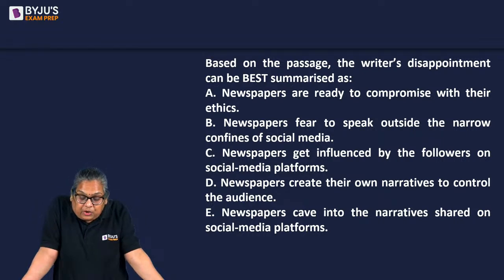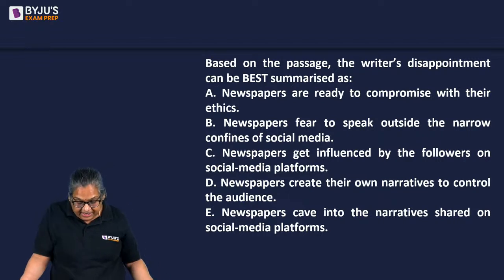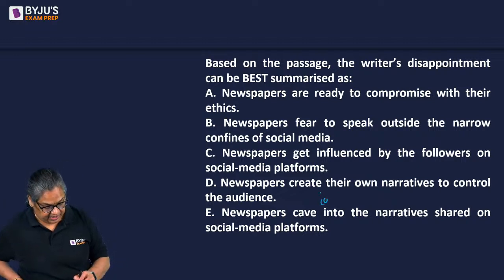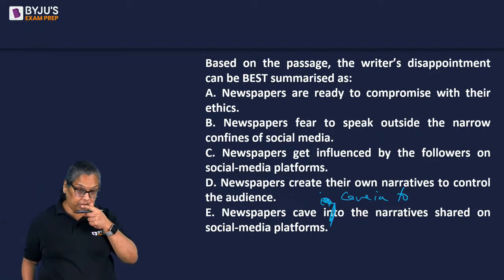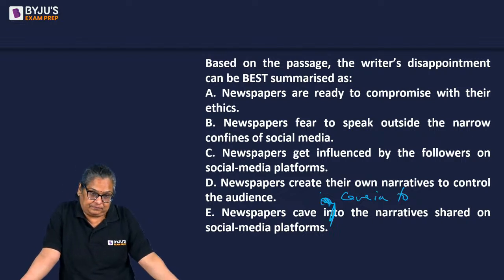Newspapers are ready to compromise with their ethics. Newspapers fear to speak outside the narrow confines of social media. Newspapers get influenced by followers on the social media platform. Newspapers create their own narratives to control the audience, or newspapers cave in to the narratives. Cave in is one word. Cave in means to yield to the narratives shared on social media platforms. Which do you think is the correct answer?